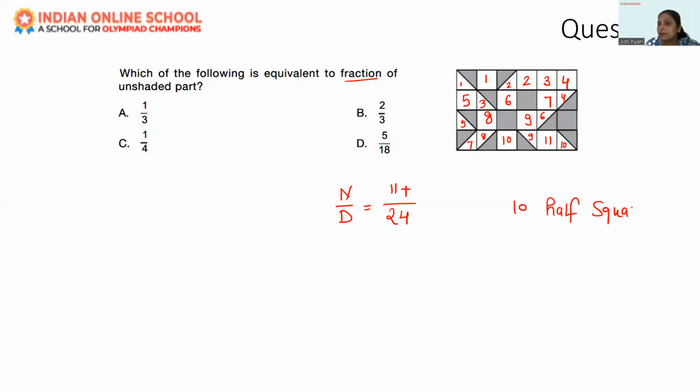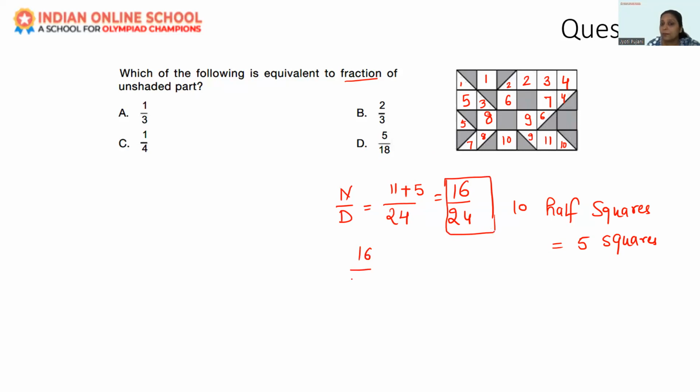Everybody knows that. What is the meaning of half? 10 half squares means 5 full squares. Okay. So that means 11 plus 5. So it means total 16 squares are there unshaded upon 24. Now, can you see 16 by 24 here? No. It means we have to change into reduced form, or you can say equivalent fraction.